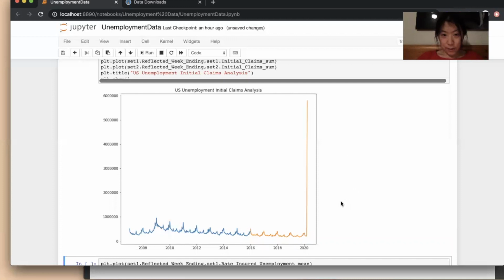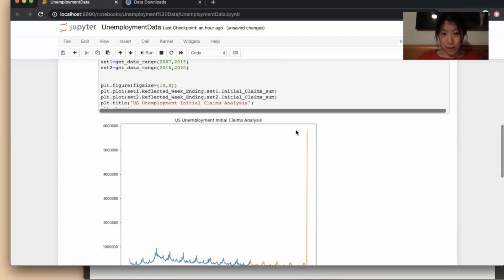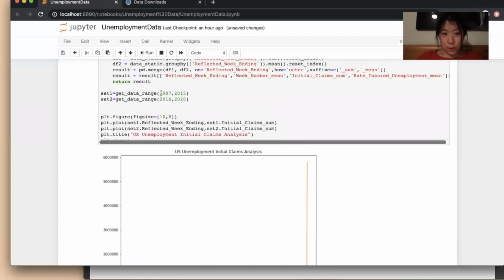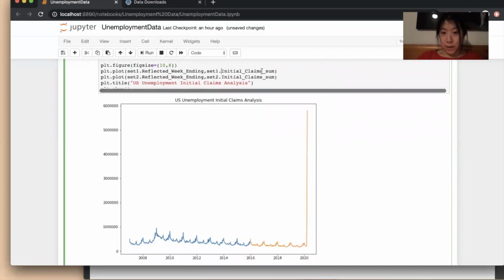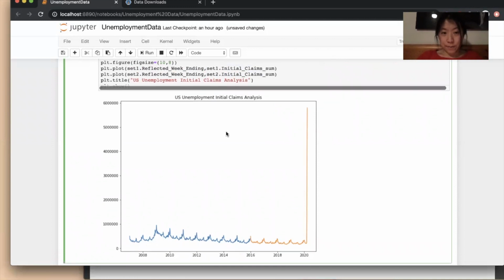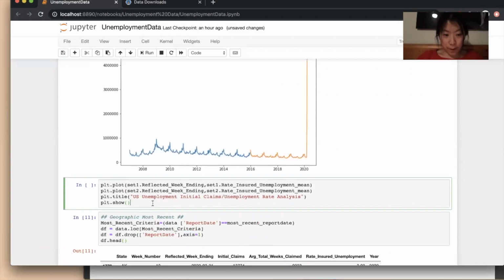All right, so this looks scary. What is the next thing we want to see? We want to see also during 2007 to 2020, what the unemployment rate is. Because the initial claims can be impacted by many factors. But how about the rate? So we come to the next section of function, and here I use the rate of insured unemployment averaged by each state. And let's see what it tells us.